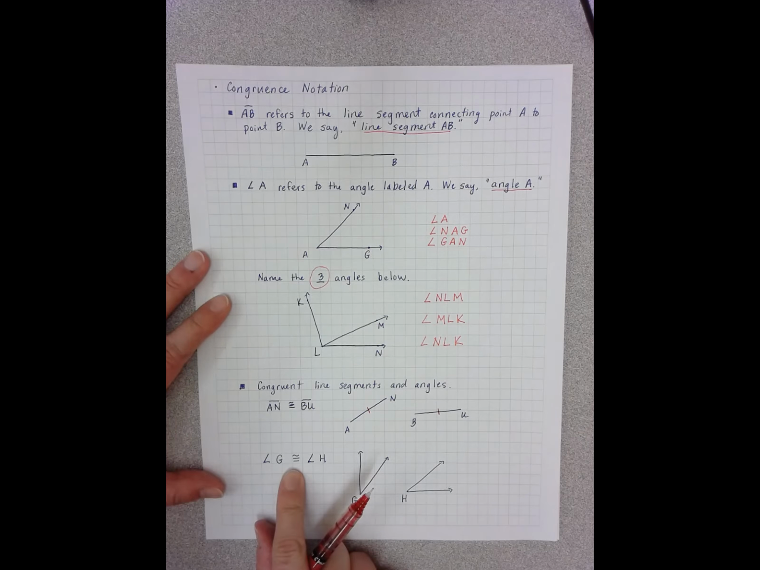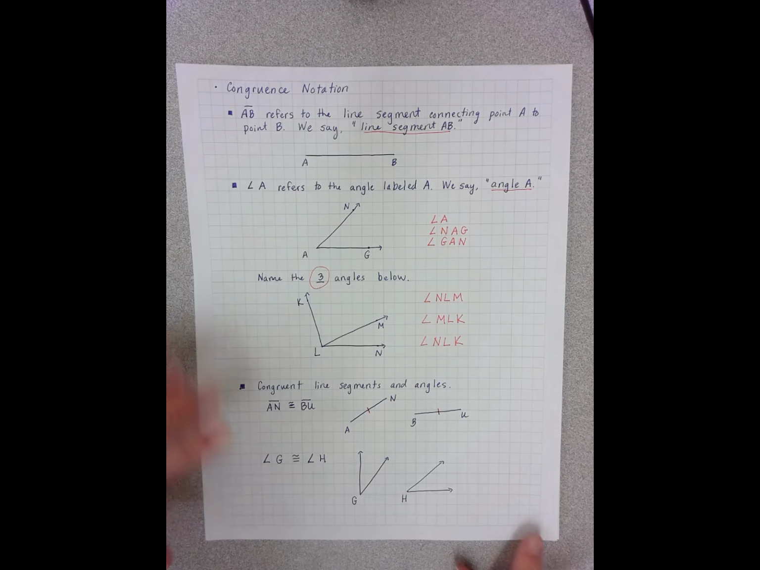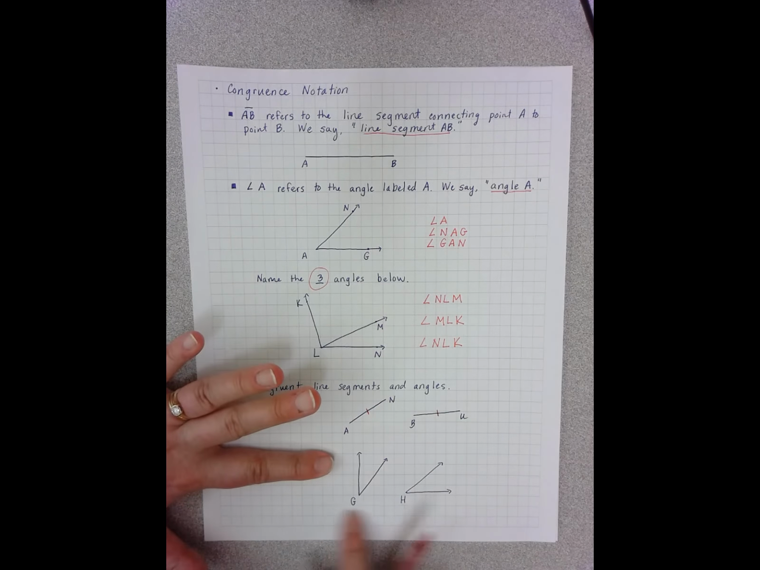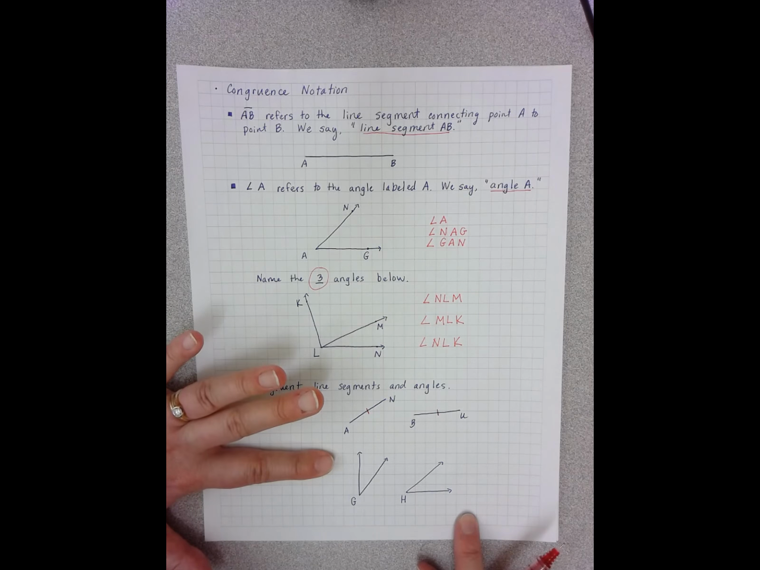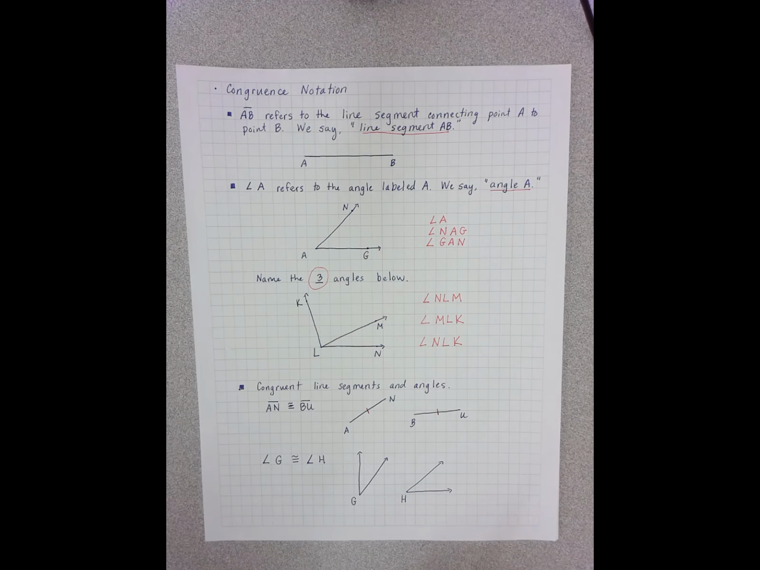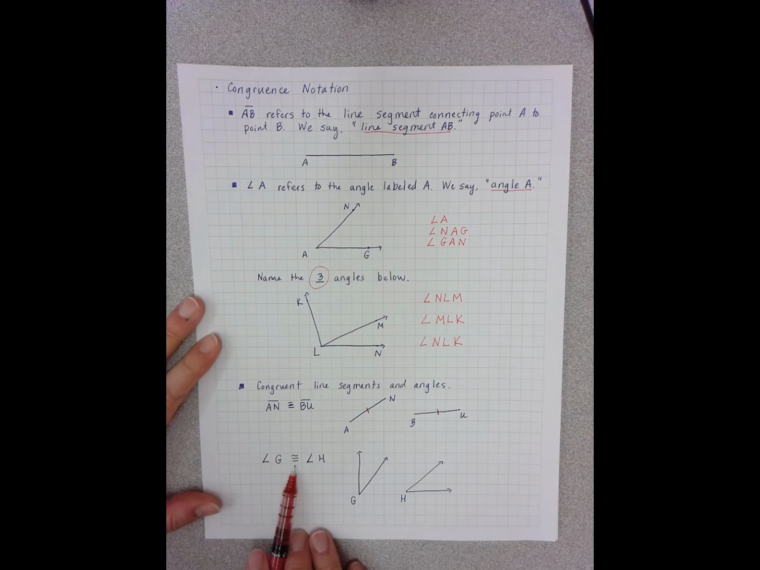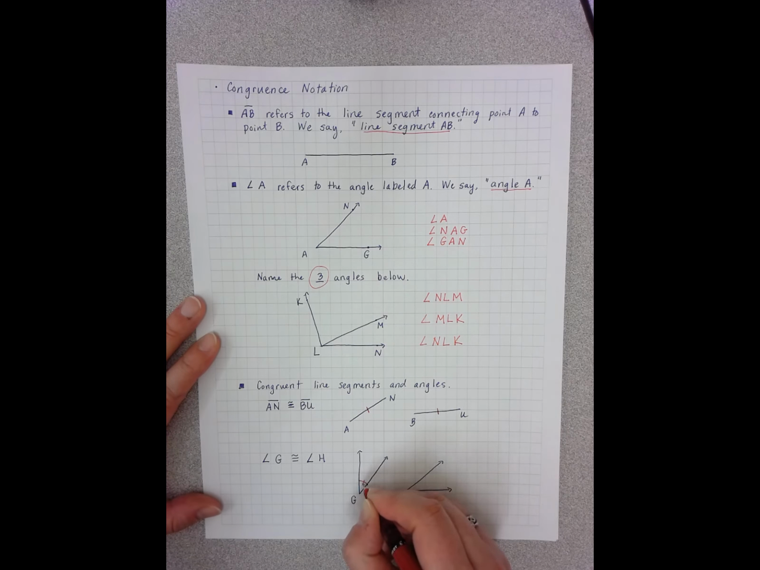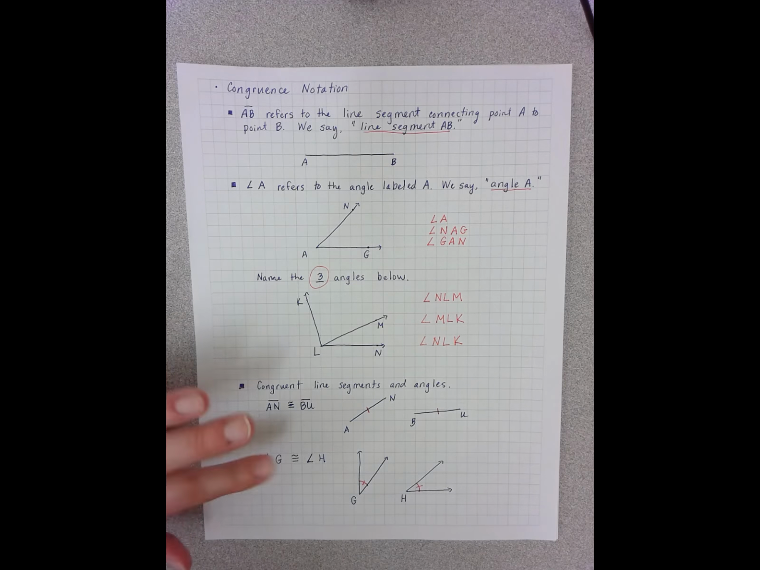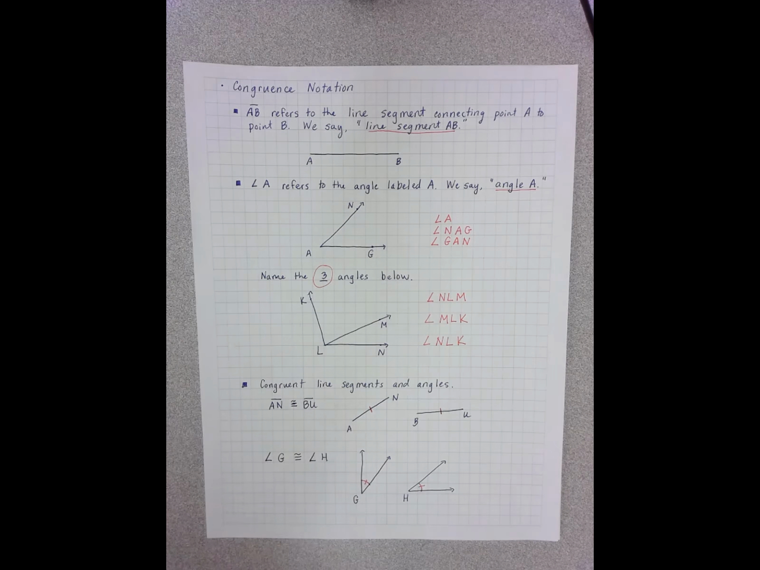So let's look at that for the angles. If I gave you just this picture of the angles, you couldn't tell me anything more than the names of them, angle G and angle H. However, because I gave you this statement where I said angle G is congruent to angle H, I can mark these two angles as congruent, which means I could have started now with the picture and you could have written the statement.